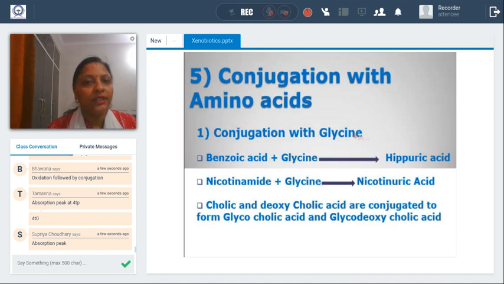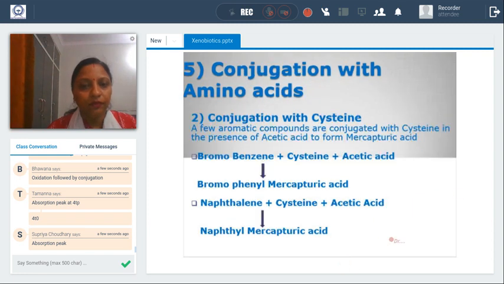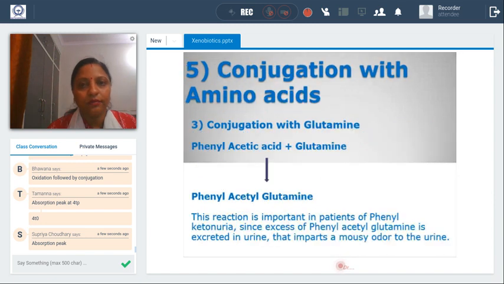Conjugation with amino acids, first with glycine. You all know benzoic acid plus glycine combines to form hippuric acid. With the amino acid cysteine, you can see here bromophenyl mercapturic acid and naphthyl mercapturic acid. With glutamine, you all know phenyl acetyl glutamine. This is an important product because it is excreted in urine.